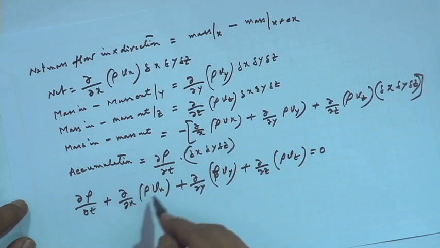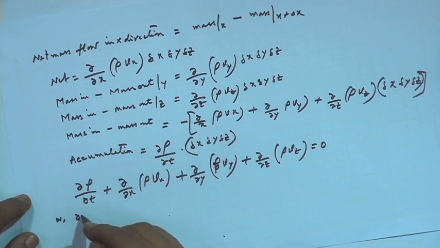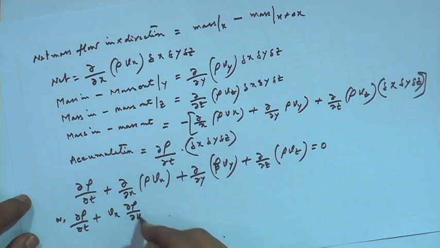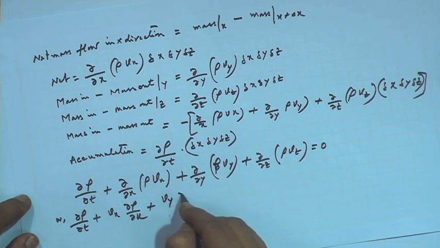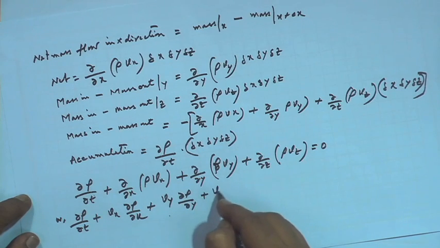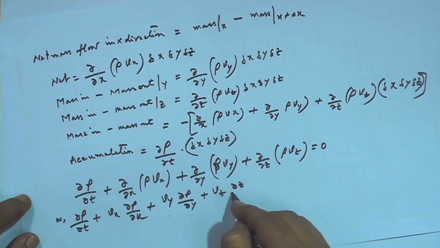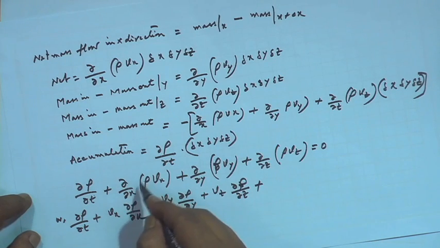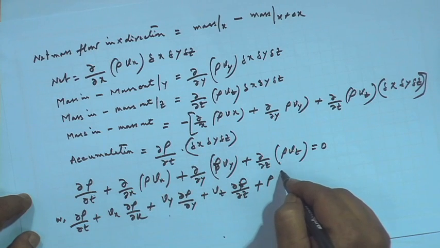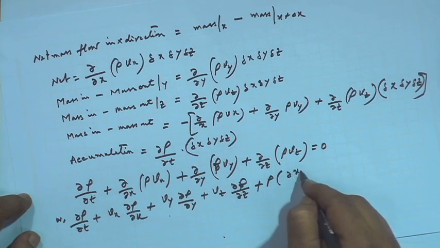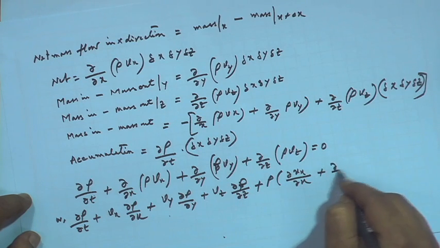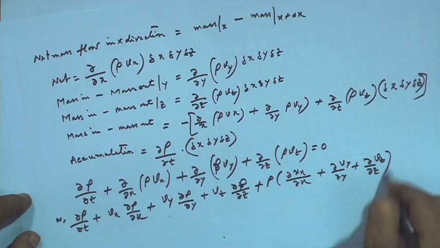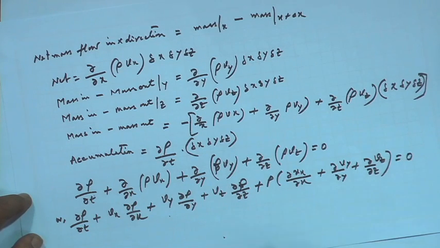If that is true, then we can expand this, since ρVx is nothing but a UV product. So we can write ∂ρ/∂t plus Vx ∂ρ/∂x plus Vy ∂ρ/∂y plus Vz ∂ρ/∂z, plus, when ρ is constant, ρ times ∂Vx/∂x plus ∂Vy/∂y plus ∂Vz/∂z. So this must be equal to 0.